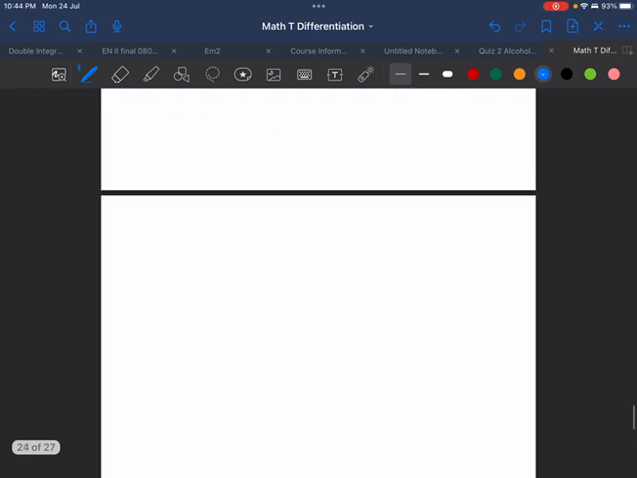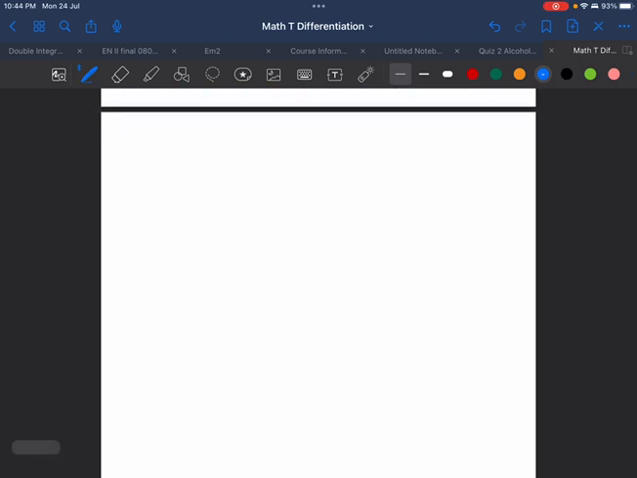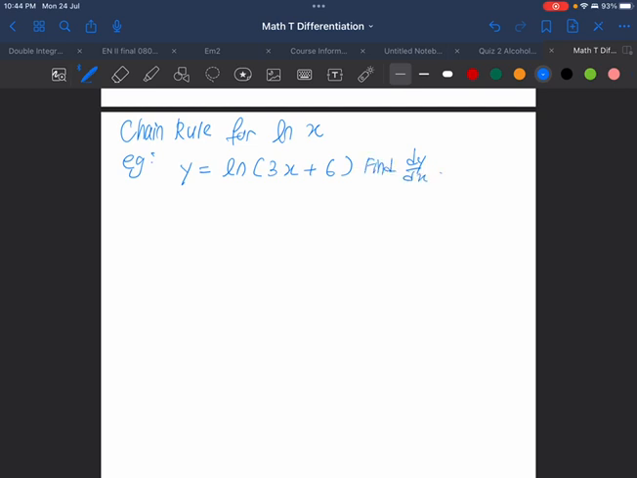So how are we going to apply it in the practicals? We are using the chain rule to derive the chain rule for ln x. So let's say I give an example: y equals ln(3x + 6). How are we going to differentiate it? We want to find dy/dx. My question is, find dy/dx.